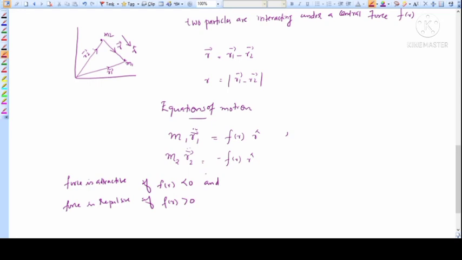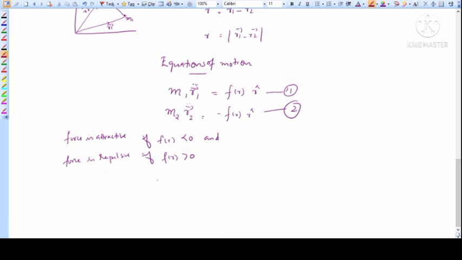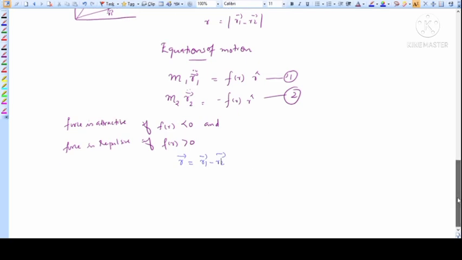So we can couple the equations. Let us take this as equation number 1 and this as equation number 2, so that we can couple these two equations together by r. We know that r is equal to r1 minus r2, and also the center of mass vector. Here we are coupling equations 1 and 2 using this r.